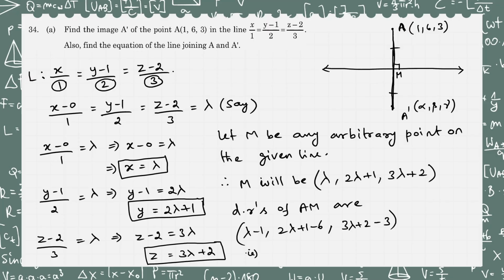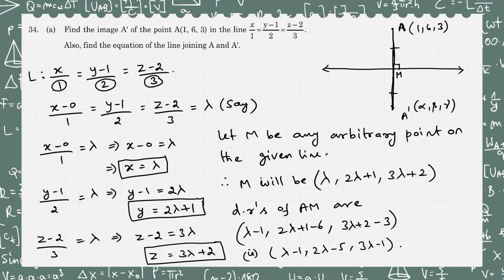That is, we can simplify lambda minus 1, 2 lambda plus 1 minus 6 is 2 lambda minus 5, and 3 lambda plus 2 minus 3 is 3 lambda minus 1. So these are the DRs of AM. What we can say here is AM is perpendicular to the given line. So we are going to do the dot product of the DRs equal to 0.